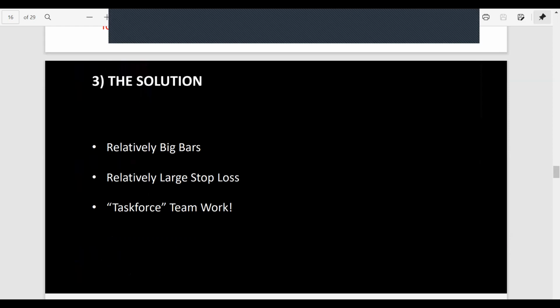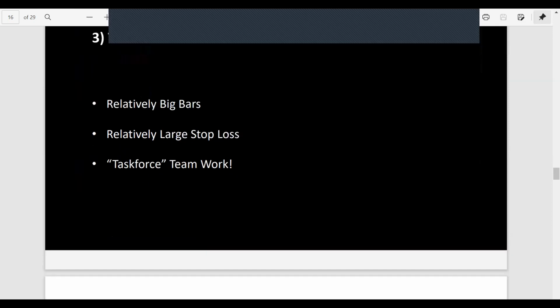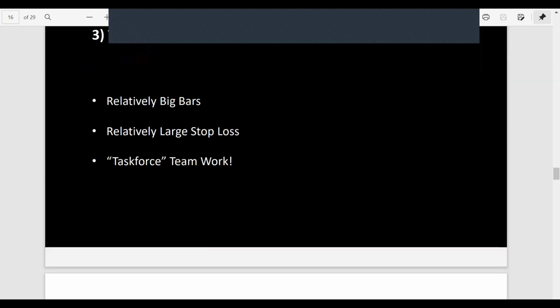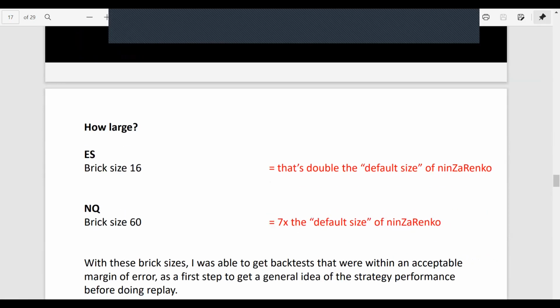So the solution when backtesting with Renko bars is to use relatively big bars, relatively large stop loss, and to have a task force teamwork, because alone you could spend months trying to backtest and not get to the bottom of the issue. So let's quickly review these 3 points.